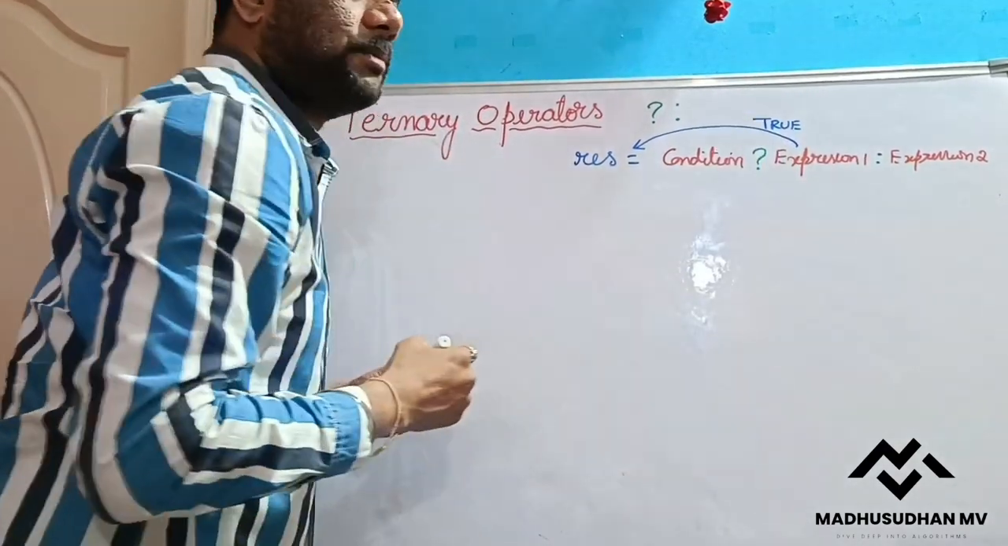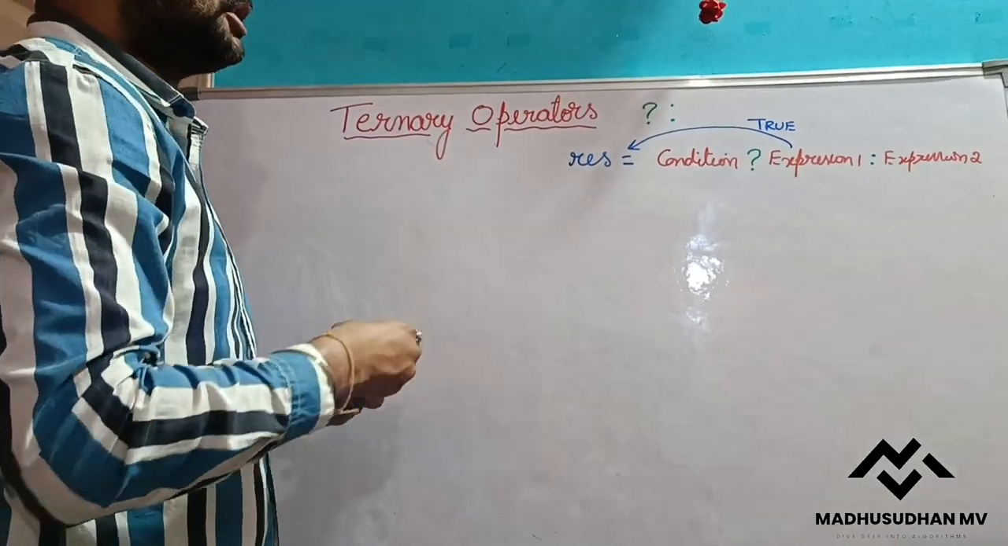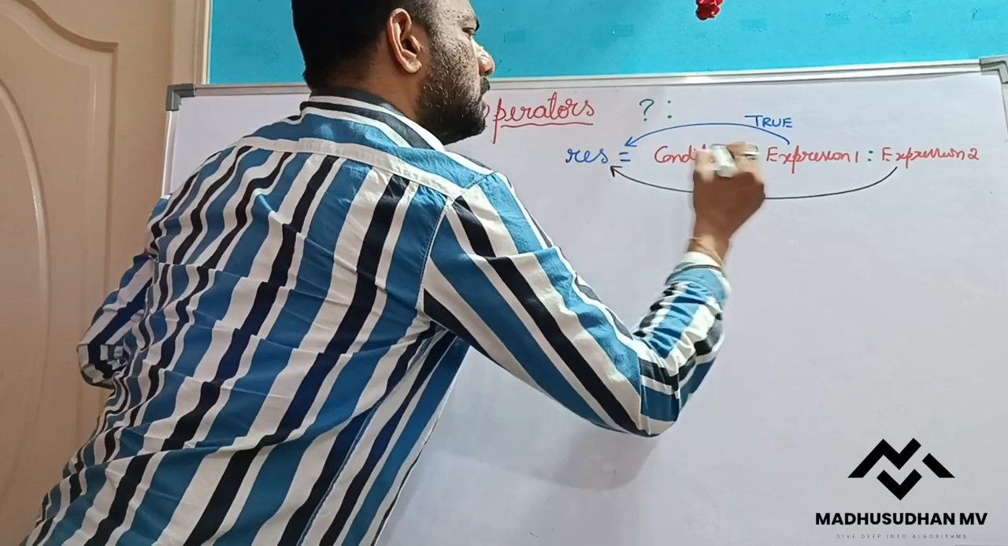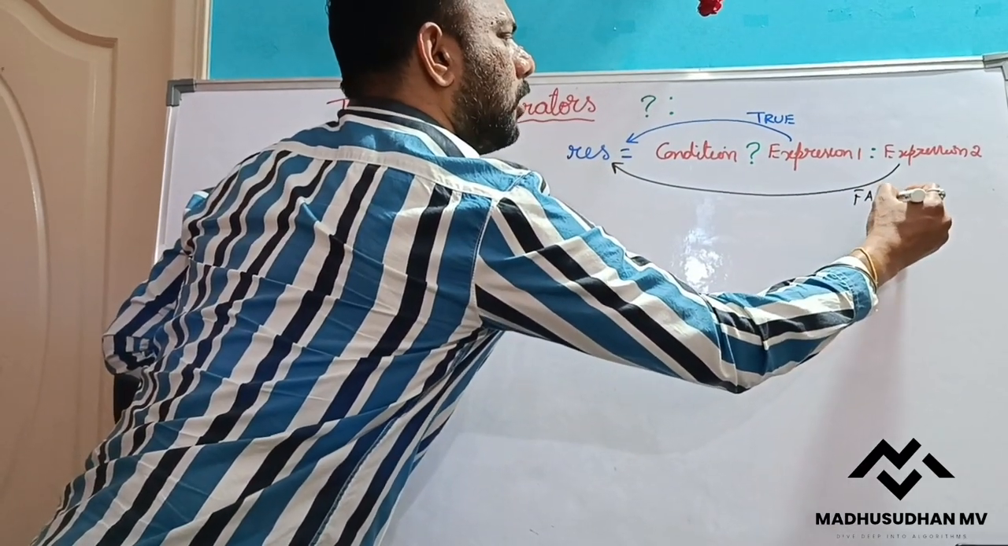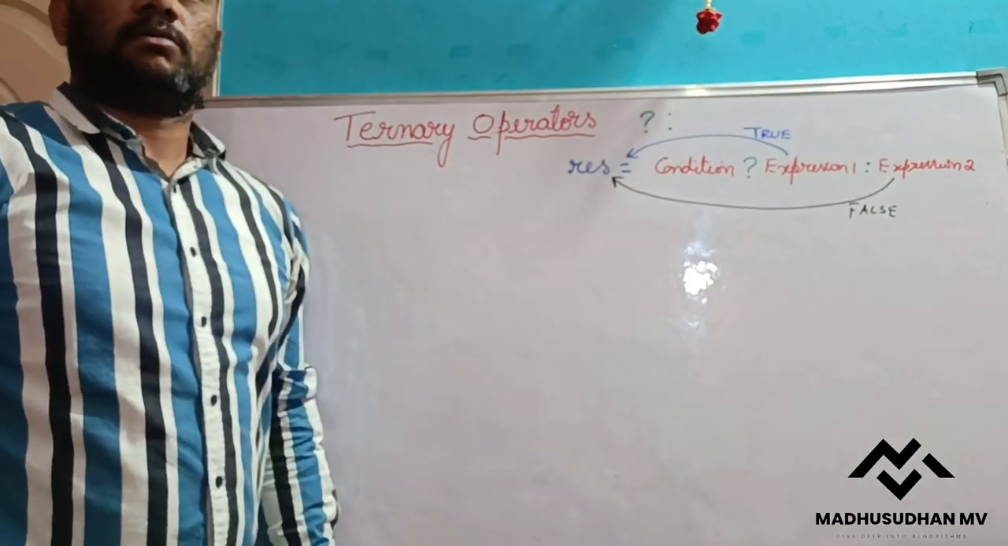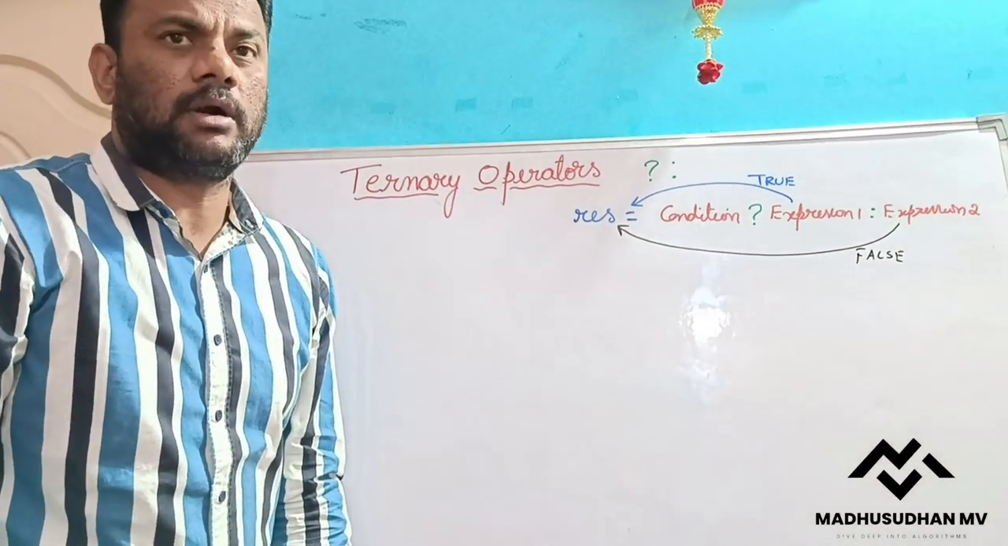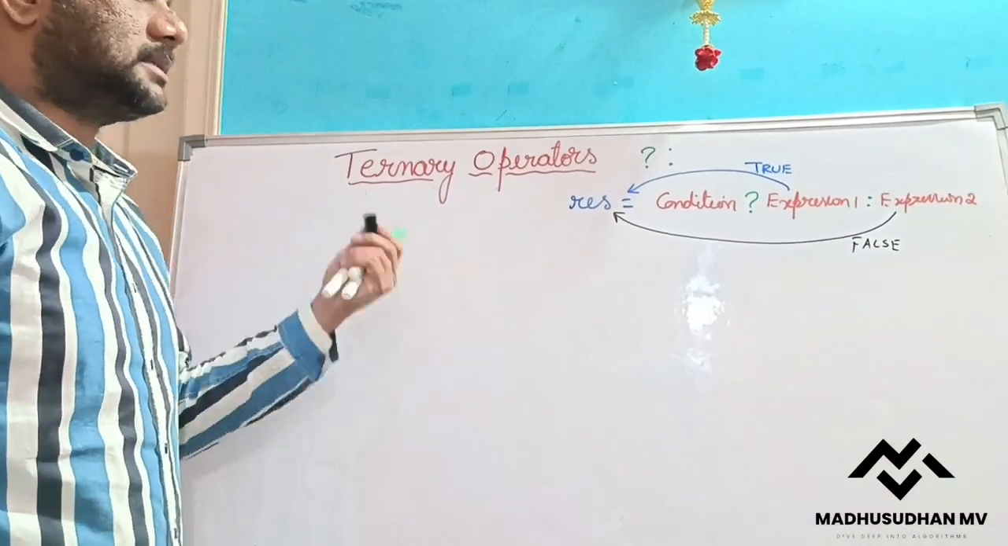Condition is true in that case. Suppose the condition is false, then expression 2 will be assigned to the result. This is the case of false. This is how the ternary operator works. So this ternary operator is also called the conditional operator. Let us see some examples.